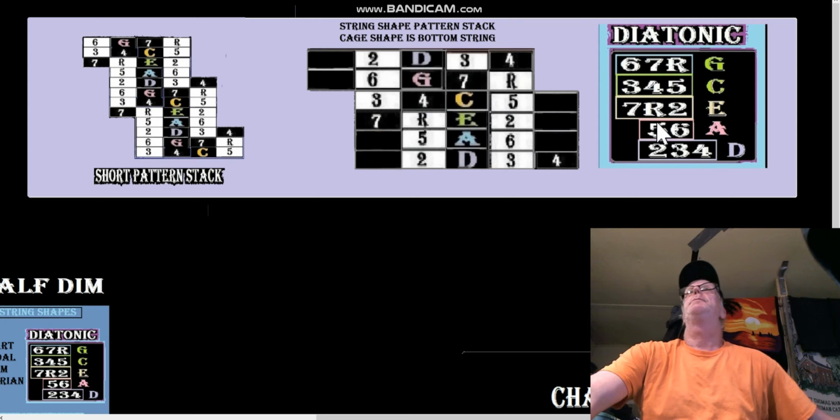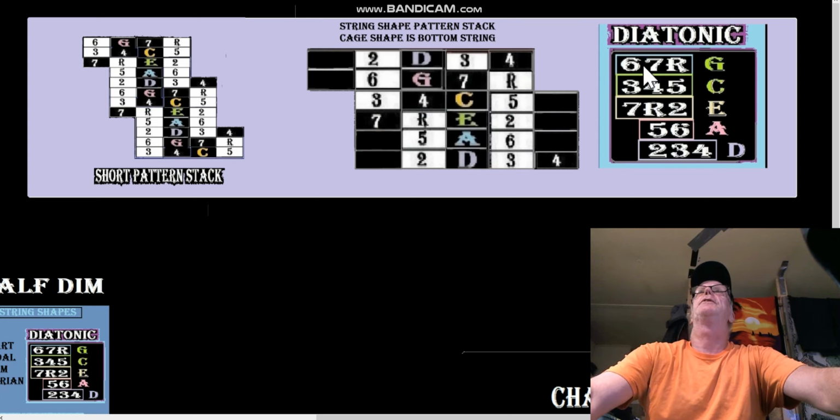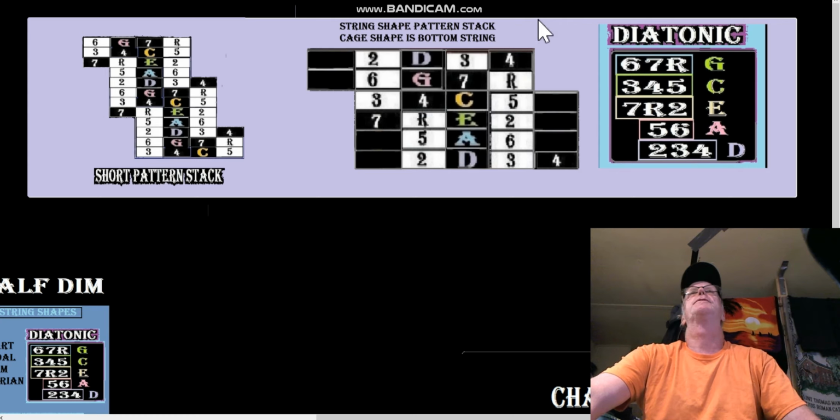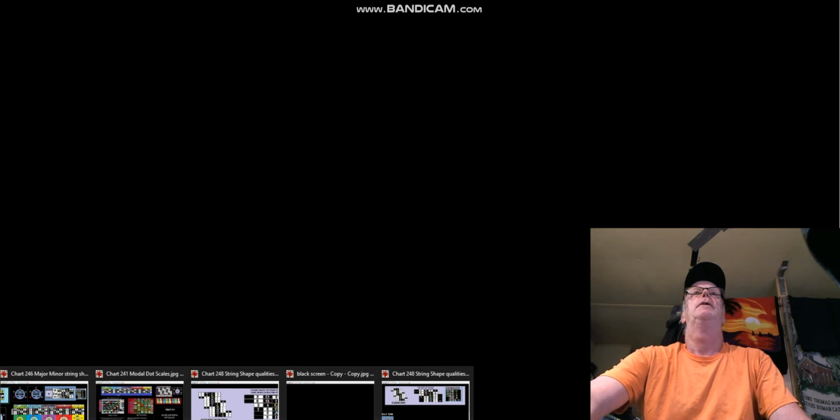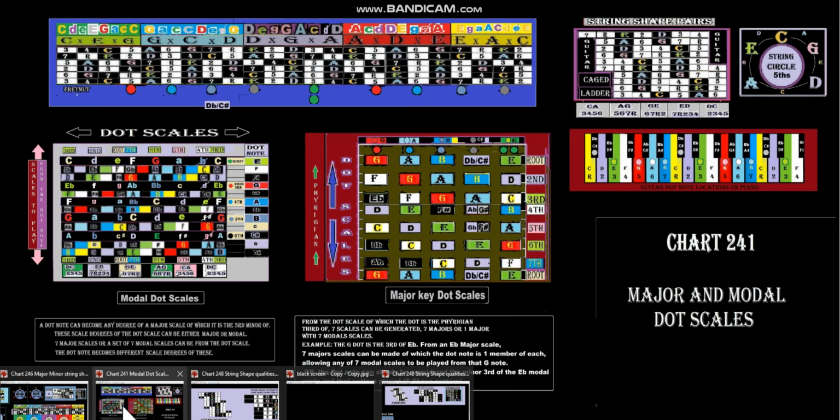So that's what it's about, knowing we're going to be looking at these little string shapes here and remembering these numbers. Okay, that's part of it. That's part of it. And then we have the dead of night.